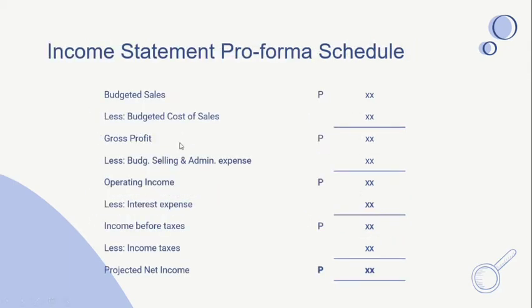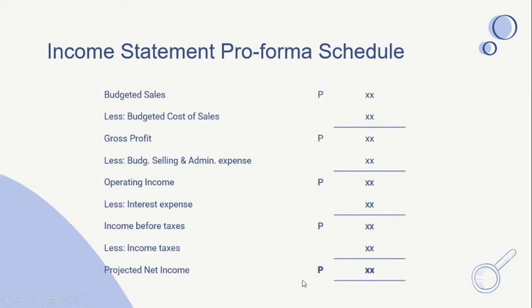Then we have our pro forma schedule for our income statement. So naa man tayo budgeted sales, then less budgeted cost of sales to get our budgeted gross profit, unya minus our budgeted selling and admin expense to get our budgeted operating income, unya less our interest expense to get income before taxes, unya less income taxes to get our projected net income.